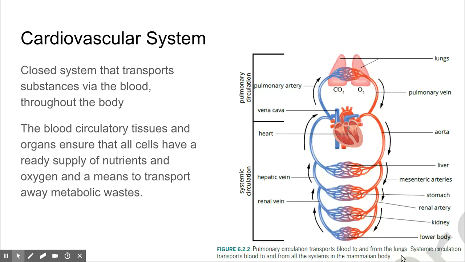The cardiovascular system is the closed system that transports substances via the blood throughout the body. It ensures that all cells have a ready supply of nutrients and oxygen, but also a way in which it can transport away its metabolic waste out of the body to maintain our balance and make sure everything is functioning correctly.